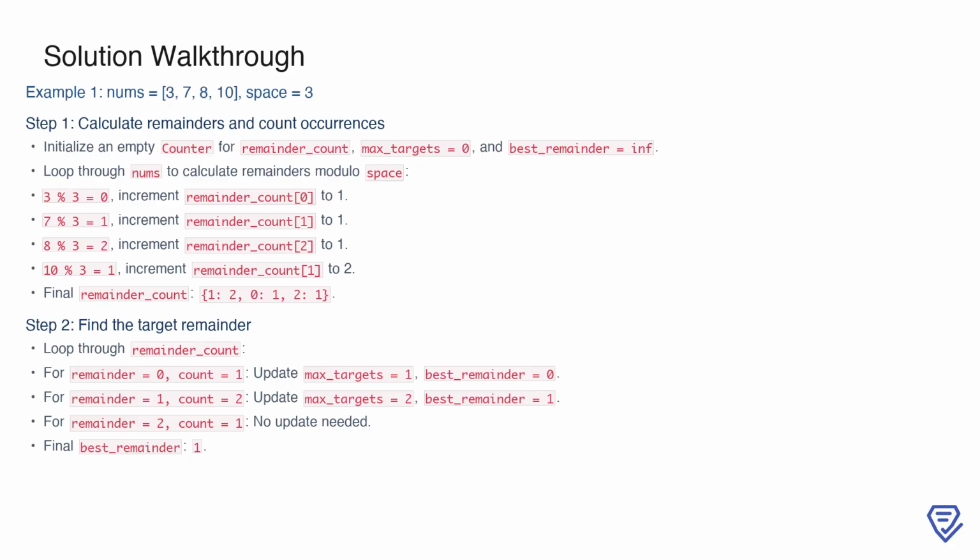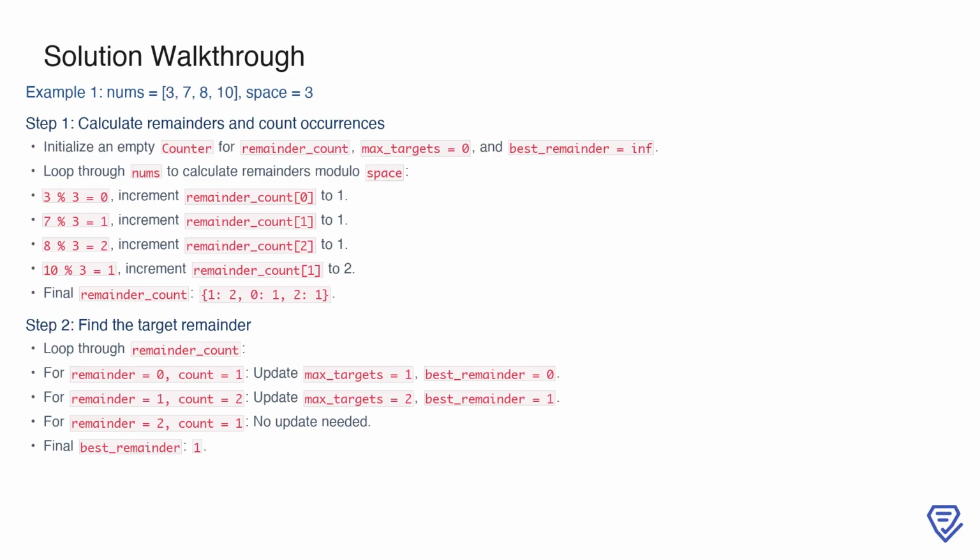Using the example where nums is 3, 7, 8, 10, and space is 3, we initialize an empty counter called remainder_count, along with two variables, max_targets to track the highest occurrence of any remainder, and best_remainder to store the remainder associated with that maximum count.